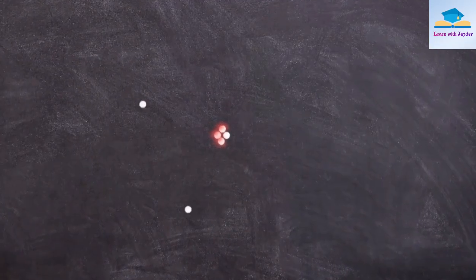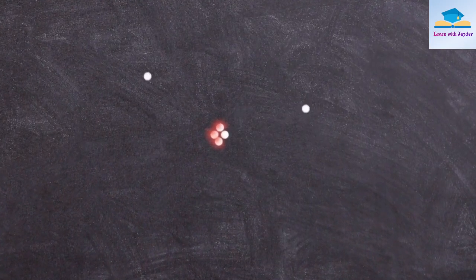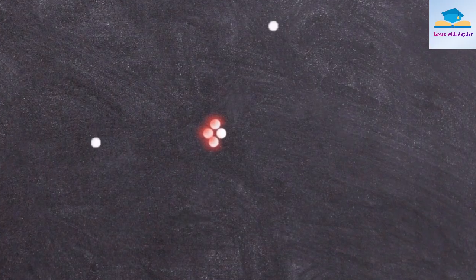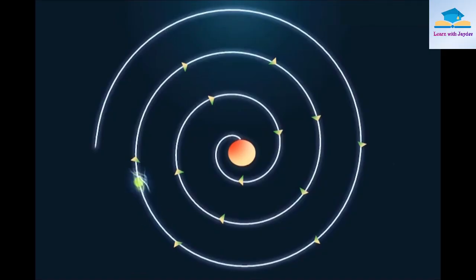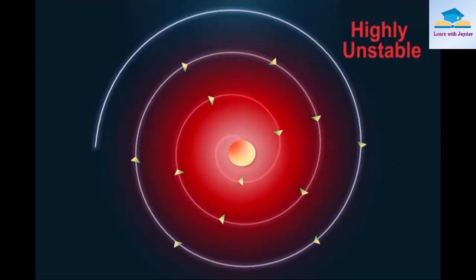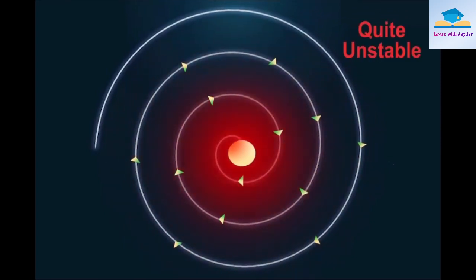Drawbacks of Rutherford's model of the atom. Any particle in a circular orbit would undergo acceleration. During acceleration, charged particles would radiate energy. Thus, the revolving electron would lose energy and finally fall into the nucleus. If this were so, the atom should be highly unstable and hence matter would not exist in the form that we know. We know that atoms are quite stable.